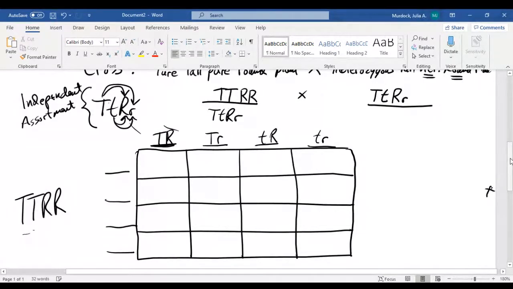Now over here, this parent is completely pure. So yes, we can do the first, outside, and inside, and last, and we can independently assort them, but we're going to get the exact same gamete every time. Can you see that? So that is just a hint that sometimes there is a shortcut to these big dihybrid problems.